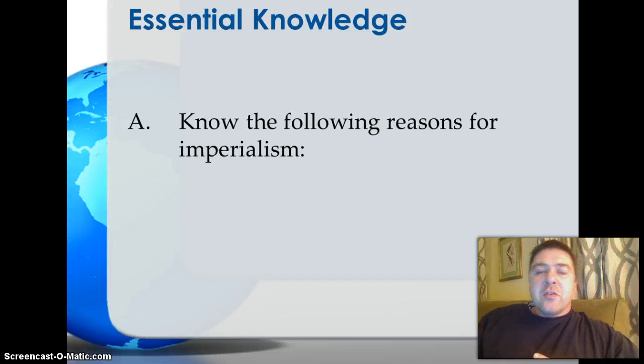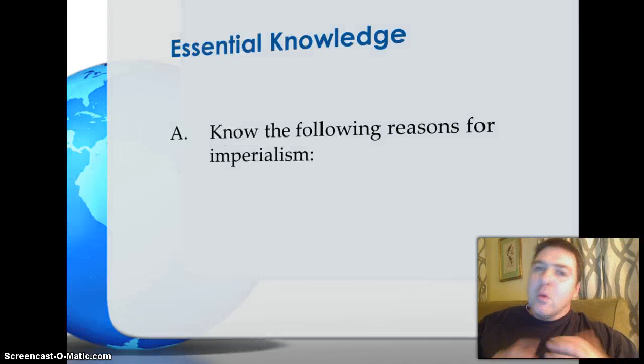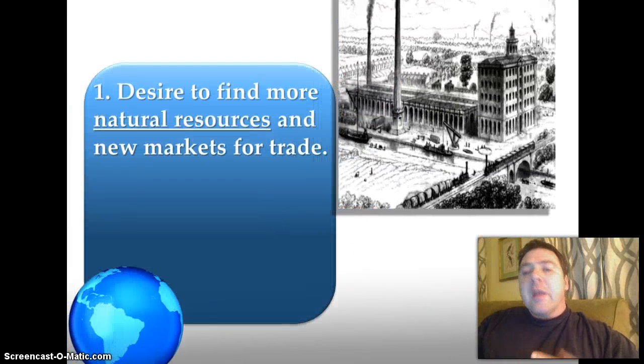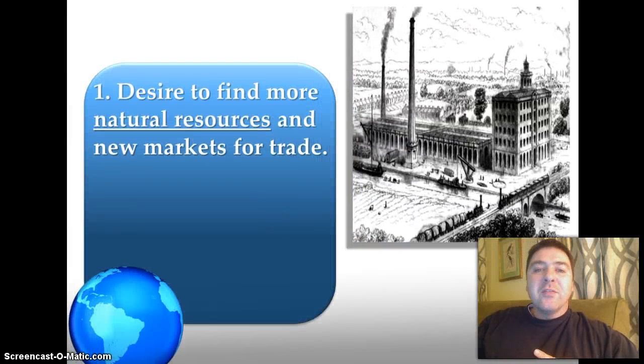In terms of the essential knowledge we want to take away from this presentation, our first bit of essential knowledge has to do with the reasons for imperialism. What motivated these European countries? The first one, as we mentioned a bit already, was the desire to find natural resources and new markets for trade. Factories such as this, before the Industrial Revolution, didn't exist. But in order to keep these factories producing products, you needed a large amount of natural resources. And once Europe went through its natural supply of these resources, it really needed to go somewhere else to find them.